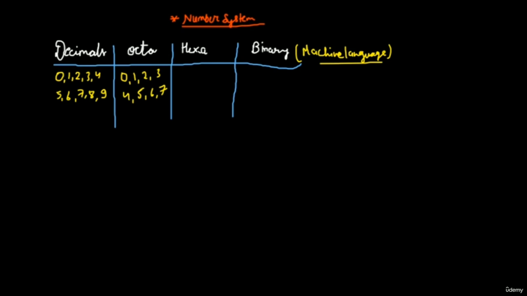Okay, now hexadecimal. 0, 1, 2, 3, 4, 5, 6, 7, 8, 9, A, B, C, D, E, and finally we have our F. I know what you're thinking: these are not numbers, these seem like letters, and that's the whole point of it. That's why we are using the hexadecimal number system. I will explain that in just a bit.